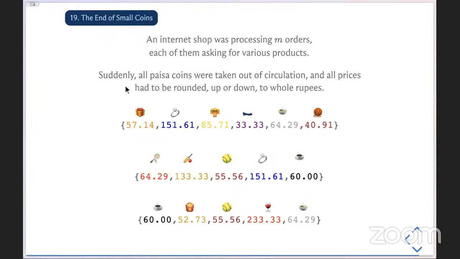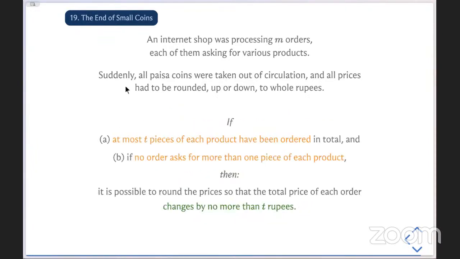I haven't thought about whether this result is tight in that sense. However, what we are basically saying is if the frequency of products being ordered across the board is bounded by some T and products don't repeat in an order, then we can come up with a nice rounding strategy which changes the price of each order by at most T rupees.